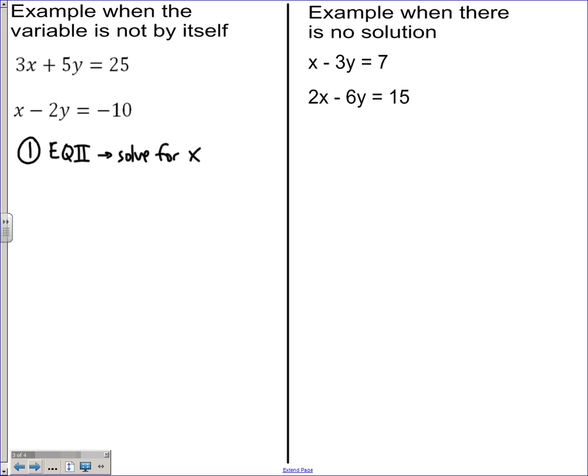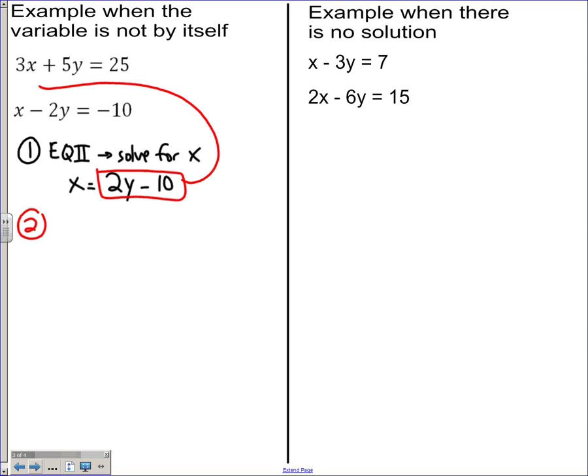Okay, by adding 2y to both sides, x is equal to 2y minus 10. So step 2 says, plug in that new value for x into the other equation, way up there. So 3 times the quantity 2y minus 10 plus 5 times y is equal to 25.